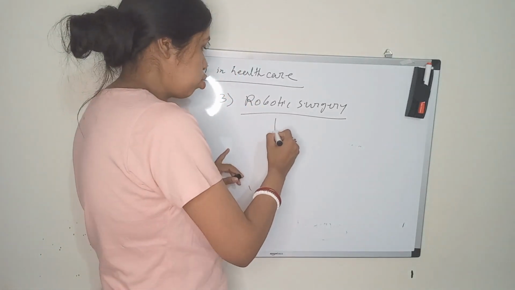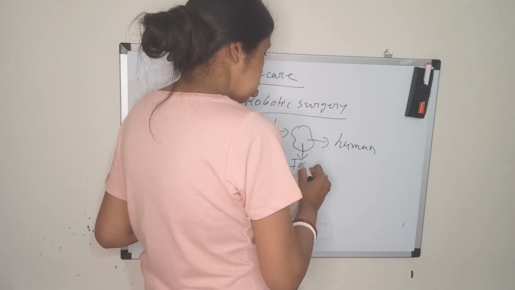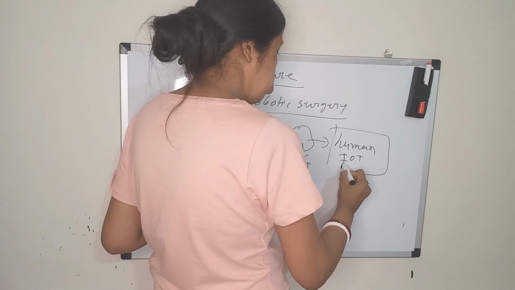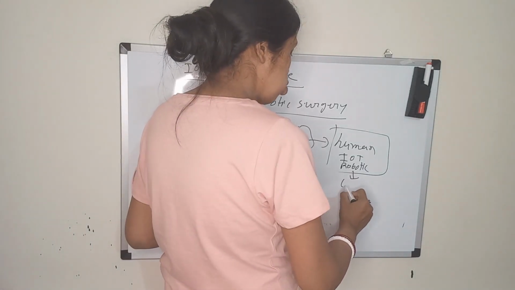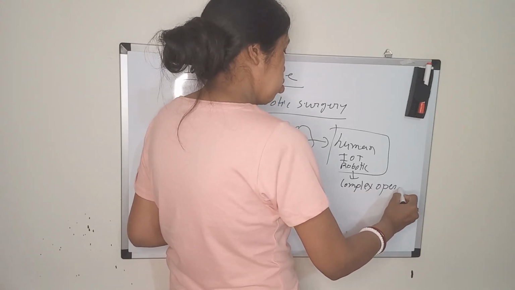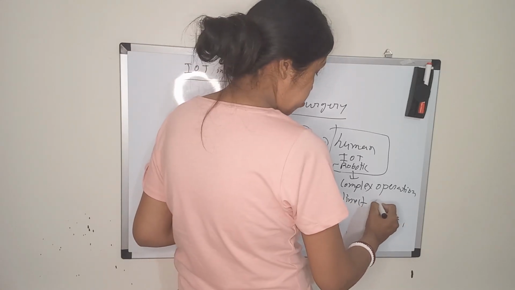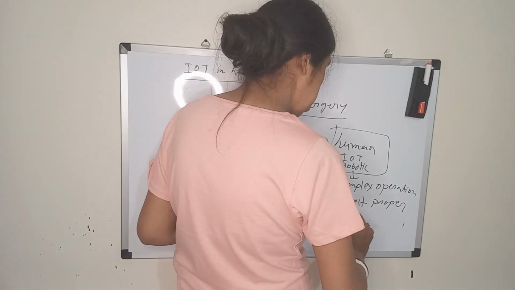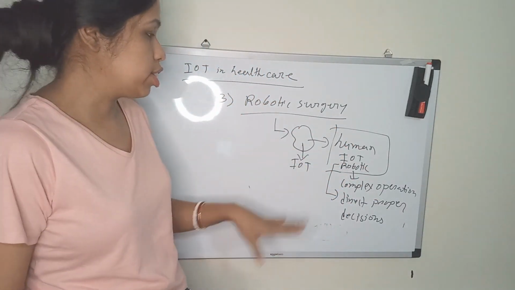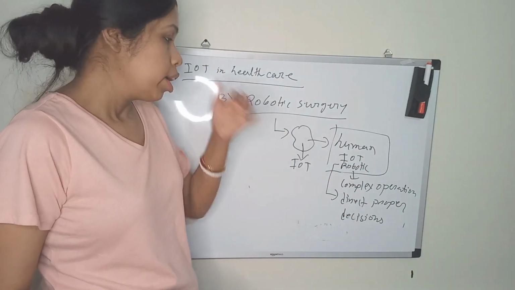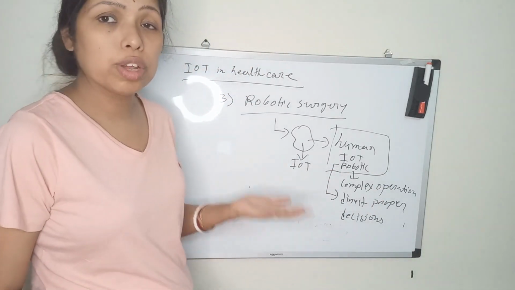Here it can make a device which can be placed inside the human. This is an IoT device, an IoT robotic, placed inside the human. Normally the physician or doctor will not perform the complex tasks; they will be performed by this IoT robotic. It can also give the proper direction and decision. So you can place an IoT robotic inside the human during the surgery, and it can perform the complex operation and provide the proper decision on how the operation should proceed.